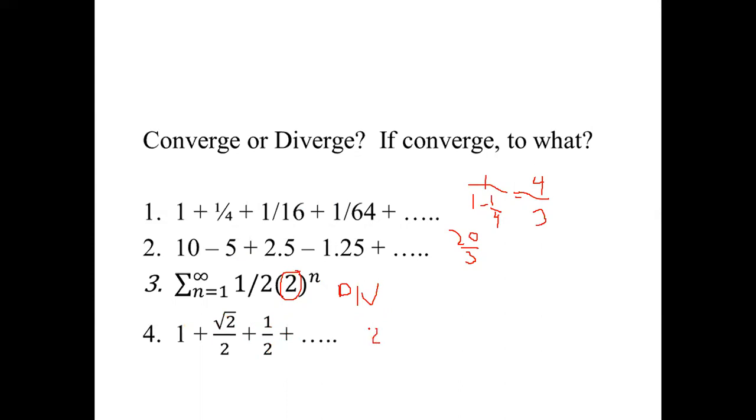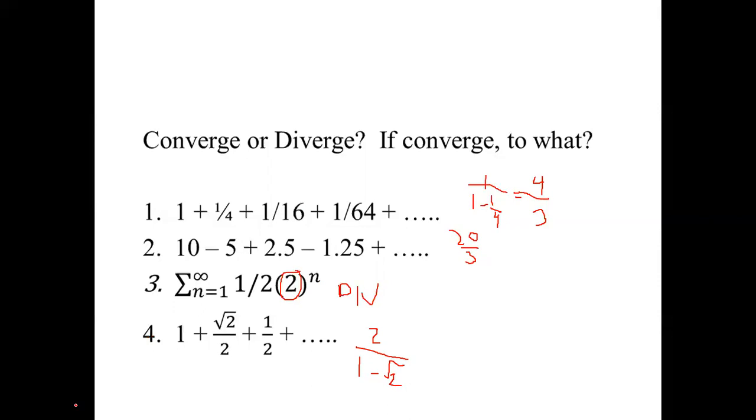So if you set up your formula, a over 1 minus r, I did that and then ultimately simplified, got rid of some fractions and stuff. And I got, ooh, this is so bad, 2 over 1 minus the square root of 2. That's what that infinite sum came out to be. All right, that should be pretty easy.